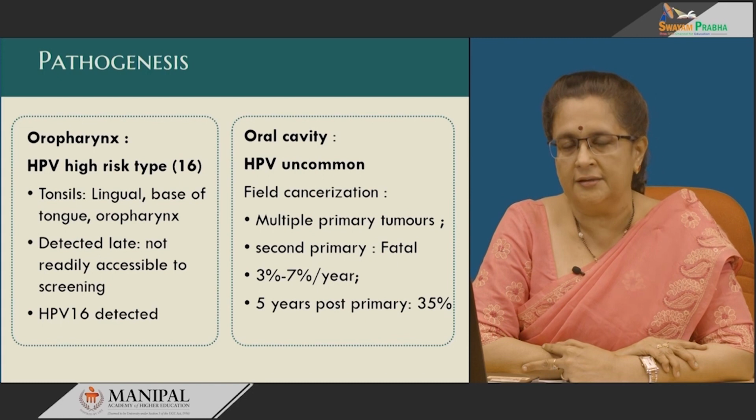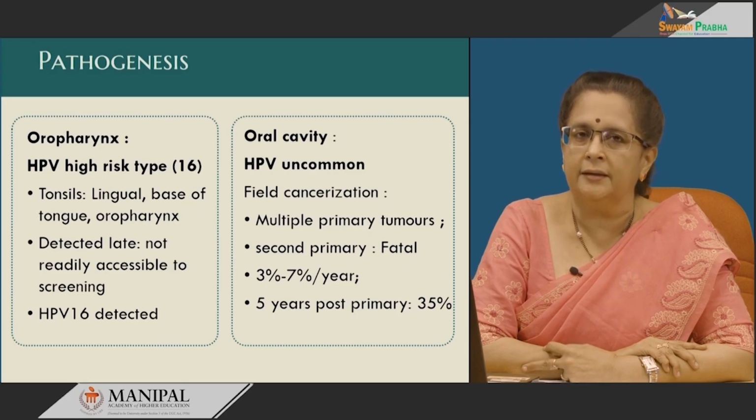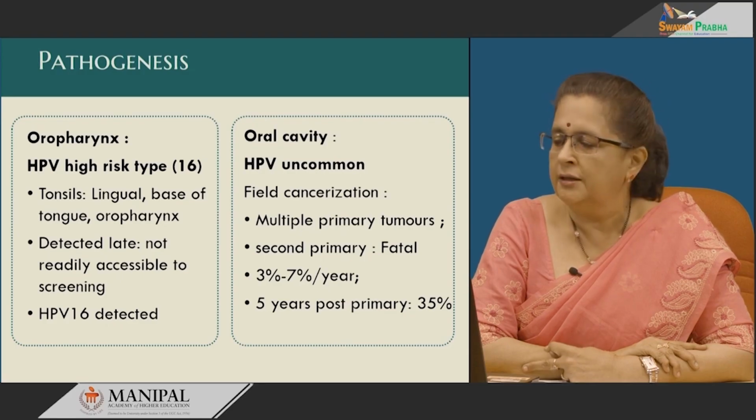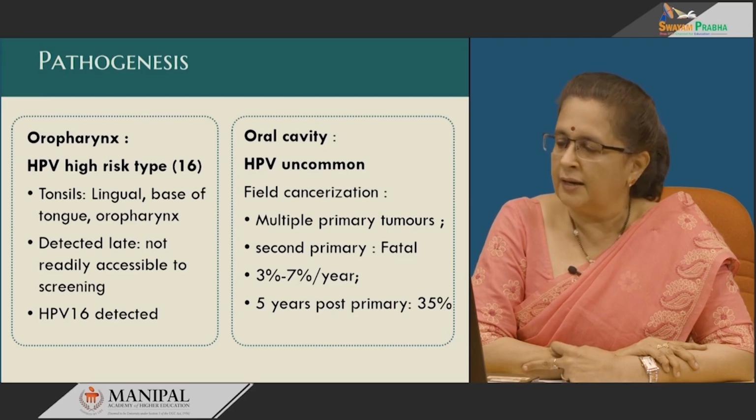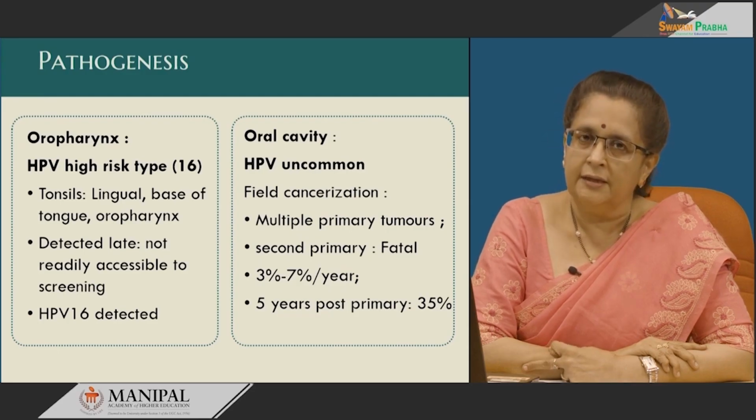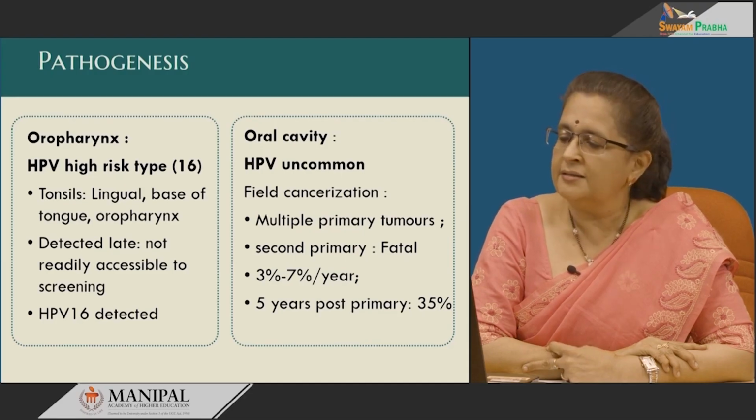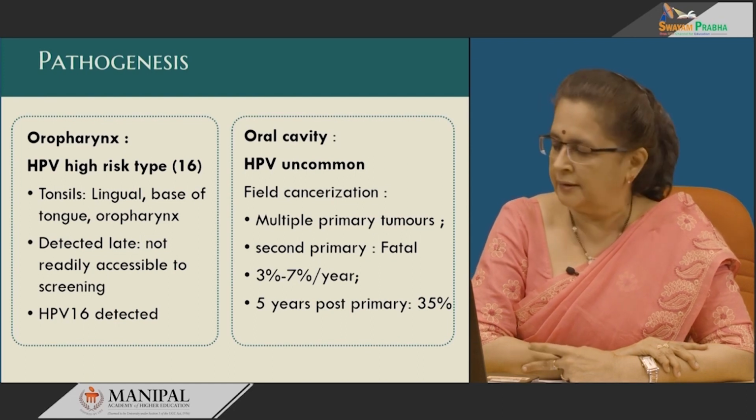Tobacco is the main cause, and tobacco gives rise to field cancerization, that is, multiple areas in your oral cavity would be affected by the cancerous agent, and therefore, multiple primary tumors are common. After the initial tumor is detected, the second tumor is usually fatal and it occurs at a rate of 3 to 7% per year. Once the first one is detected, 5 years post detection, there is a 35% chance of a second primary occurring.